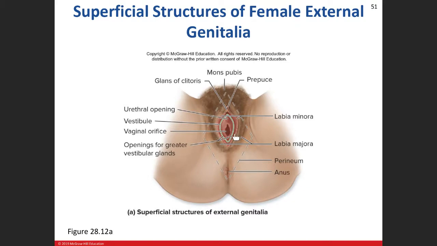So here's the labia minora. They both come up, and where they come together, there's the prepuce right there, and then just below it, that's where we're going to see the glans of the clitoris.